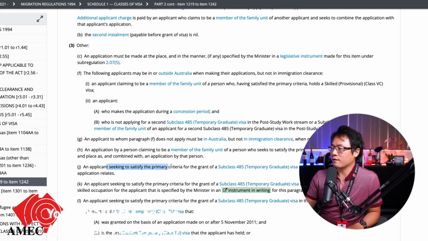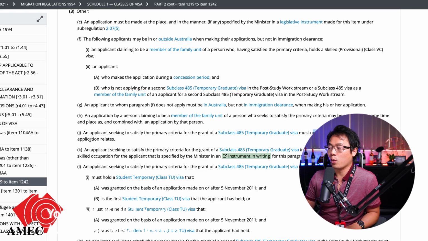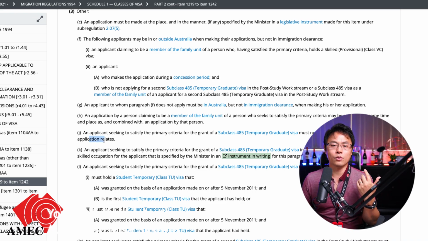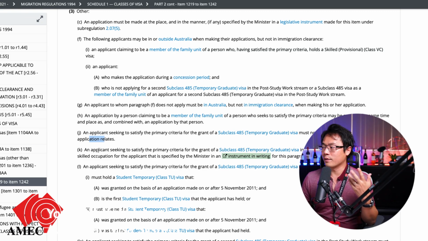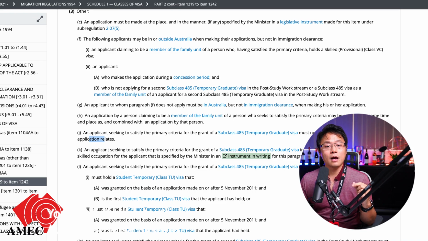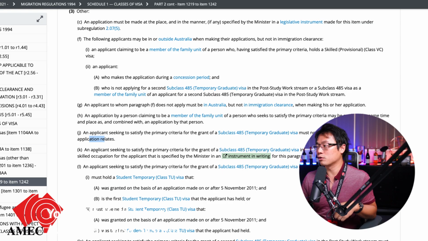Applicants seeking to satisfy primary criteria must nominate only one stream. So it's either going to be the Graduate Work, the Post-Higher Education Work, or the PSW. Okay, so everybody is quite familiar. I've done a video on that one; you might want to go back and watch it. Later in this video, we will review that in the actual law in Schedule 2.